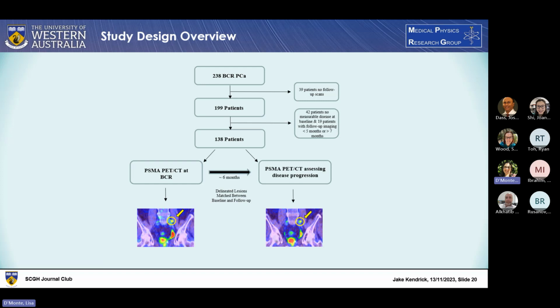We had 199 patients with baseline and follow-up PSMA scans. Because this was a matched lesion analysis, we implemented some exclusion criteria as well. So 42 patients did not have measurable disease at baseline, so we excluded those from the analysis because that means we wouldn't have any lesions to match between baseline and follow-up. 19 patients had follow-up imaging less than 5 months or greater than 7 months from their baseline scan. Basically our intention here was to standardise as much as possible the time period between baseline and follow-up scan. And this left us with 138 patients with PSMA PET-CT at baseline and 6 months later, essentially assessing progression.